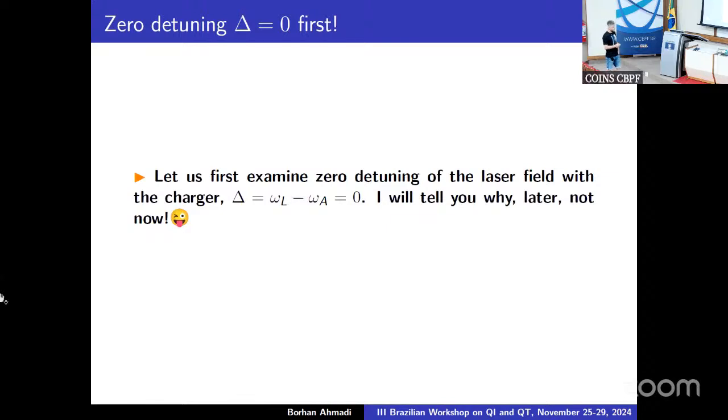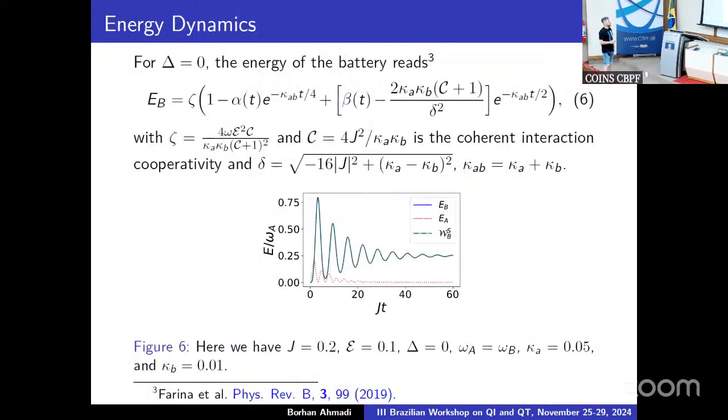Okay, so for now, I will focus on 0 detuning. So I will assume that my laser field is tuned to the charger. I will tell you why, not now. Anyway, when I have dissipations, in this paper by Farina and others, they show that the energy of the battery, its evolution, can be described with this formula. Okay, alpha t and beta t are some time-dependent constants. In long time, they have no contribution.